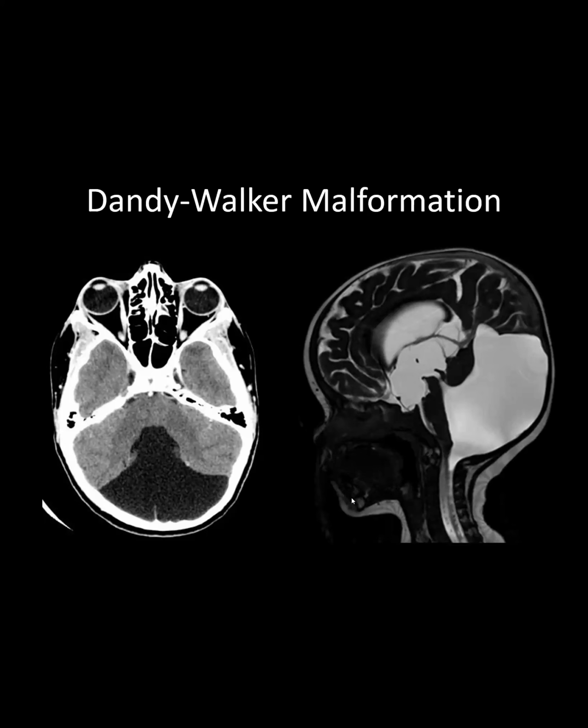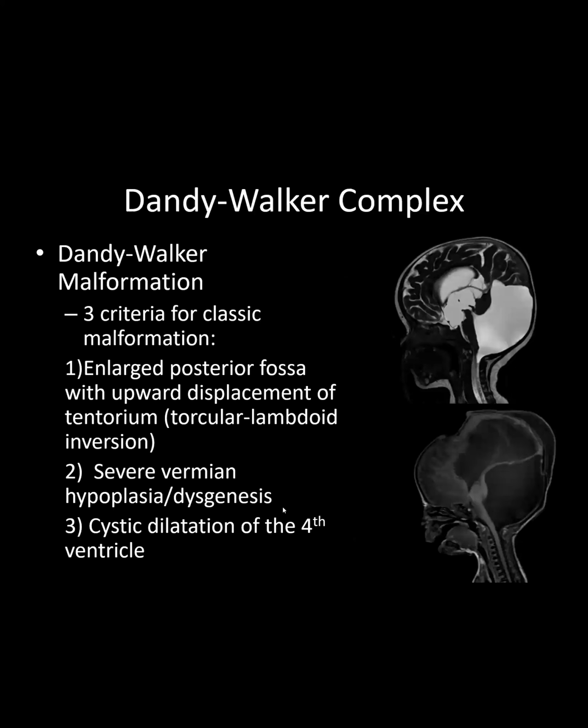This is an example of a Dandy-Walker malformation. They may also have aqueductal stenosis, and if you look, the other ventricles are enlarged too, and there's hydrocephalus. So if you see one thing, keep looking for other things as well. This is showing the typical stuff I would look for. Three major things for a Dandy-Walker malformation: huge posterior fossa with torcular-lambdoid inversion, a very small, absent or hypoplastic vermis, and then that cyst back here communicates with the fourth ventricle.